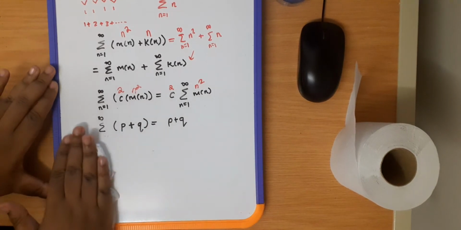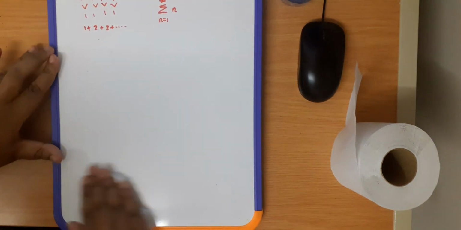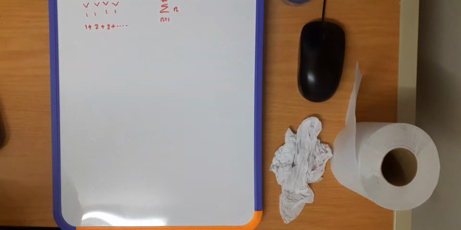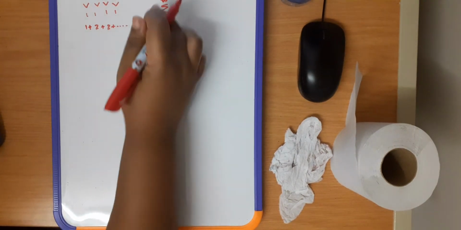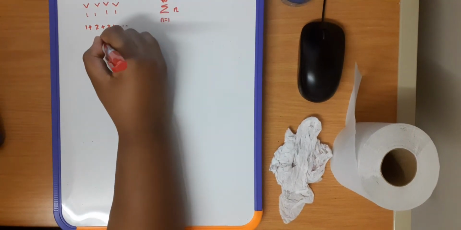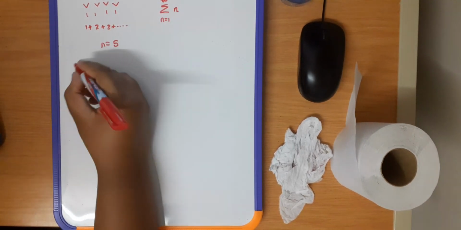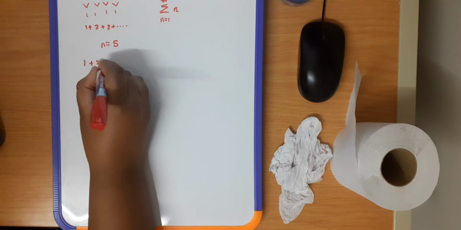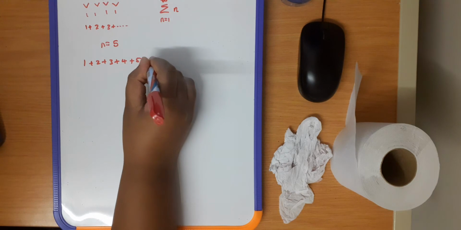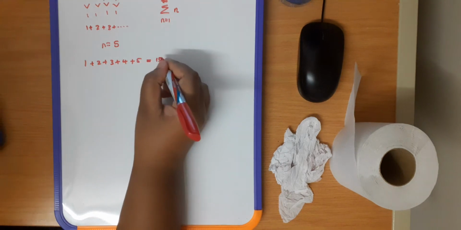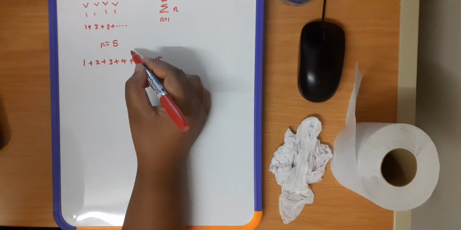So we're gonna do an example. Let's say that we have this and then they say add these terms until n equals 5. We're doing the simple one. So it's 1 plus 2 plus 3 plus 4 plus 5, which equals 15. How do you write this in sigma notation?